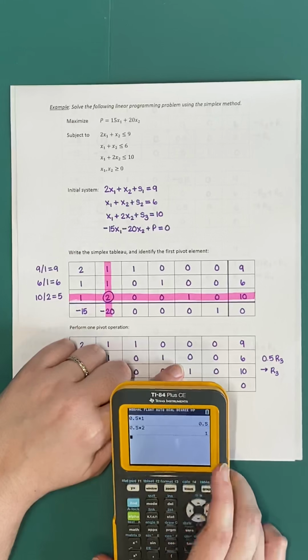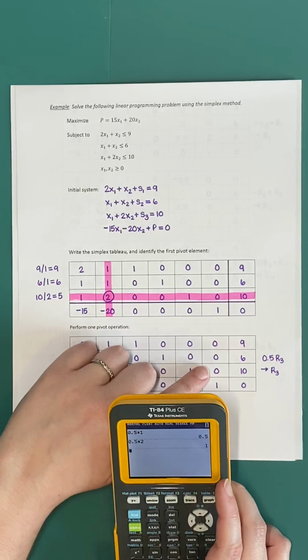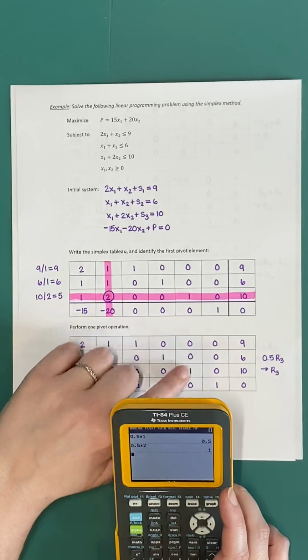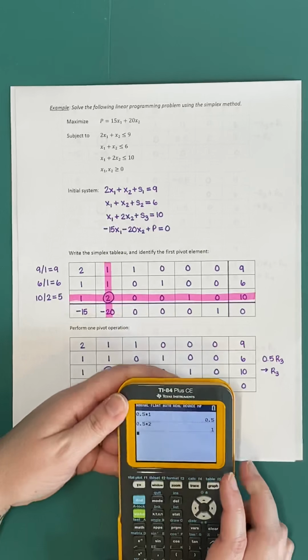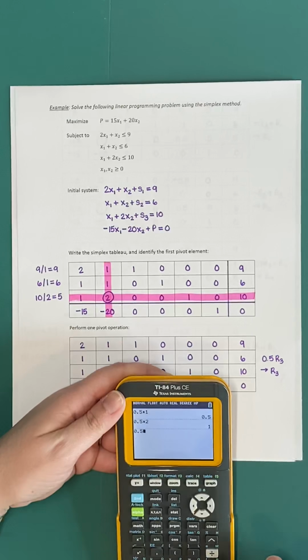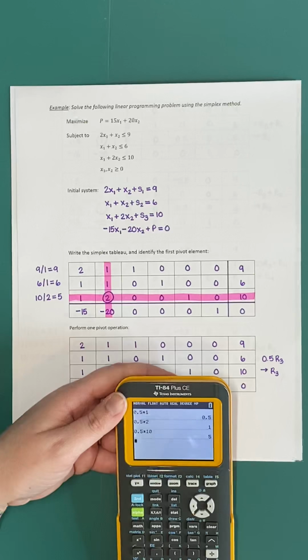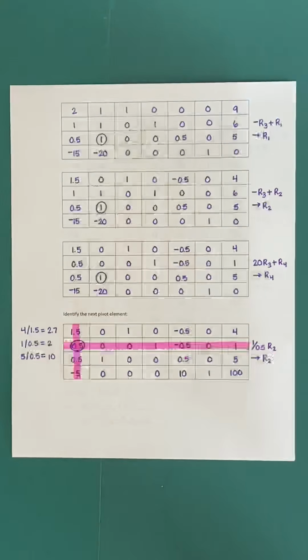Notice it's the same as the one we did first. 0.5 times 0, again, that's going to be 0. So these elements aren't going to change. This is going to be a 0.5. And then the last element in the row, 0.5 times 10, is going to give me 5. Row 1, row 2, row 4, those are not going to change. So that's just going to be copy and paste as we go from one tableau to the next.